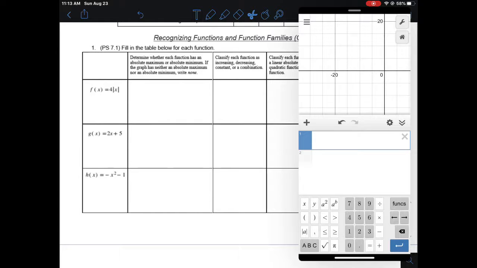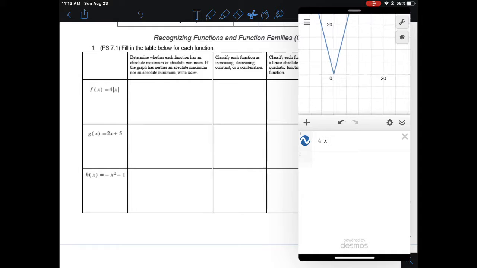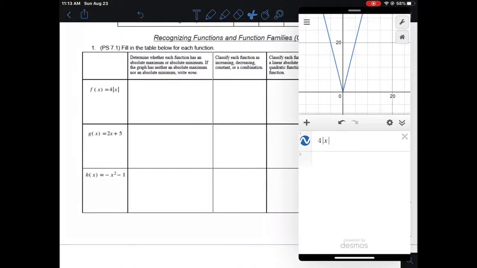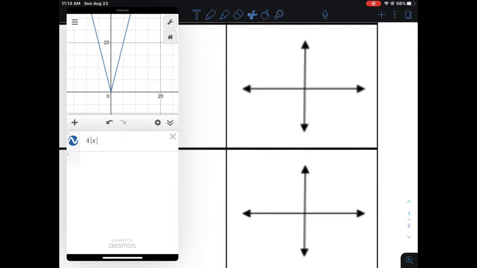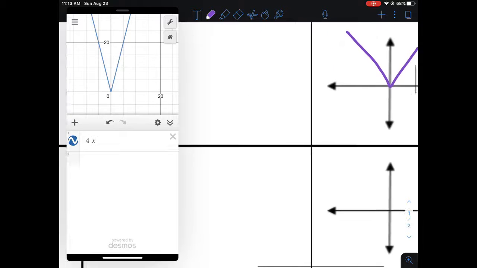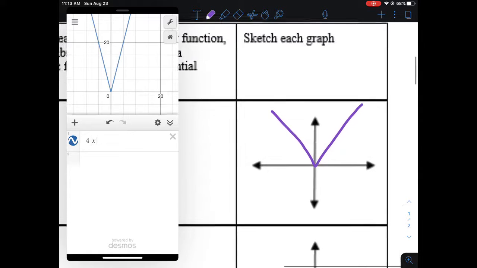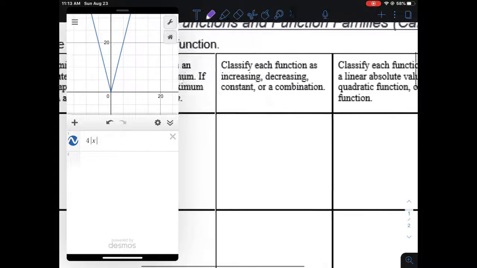Remember, f of x, same thing as y. I actually don't even need to type that in. I can just go 4 absolute value bars x. And I'll move my graph over a little bit. And it's that V-shaped graph here. All right, beautiful sketch. I'm an artist, I know.